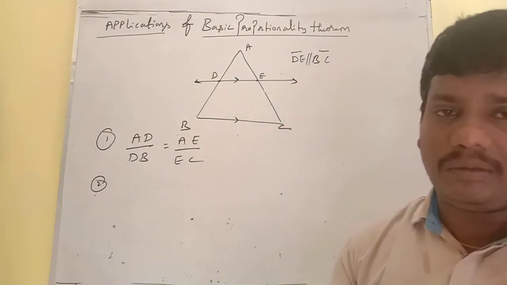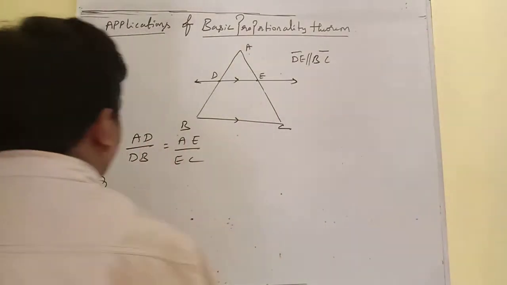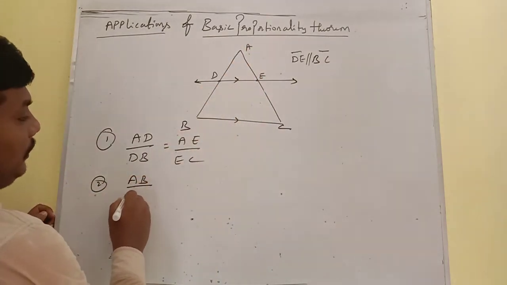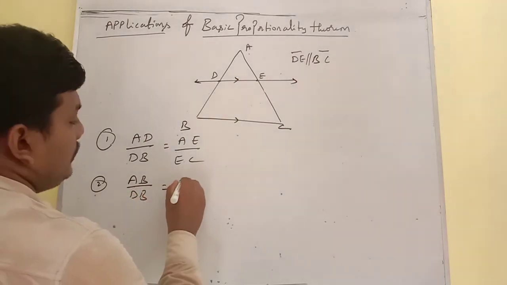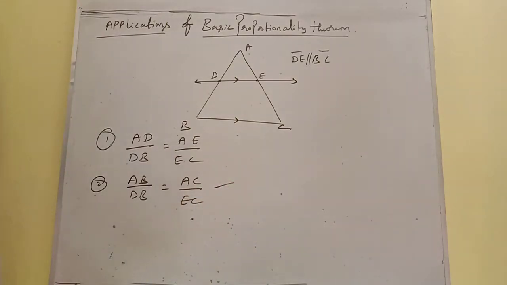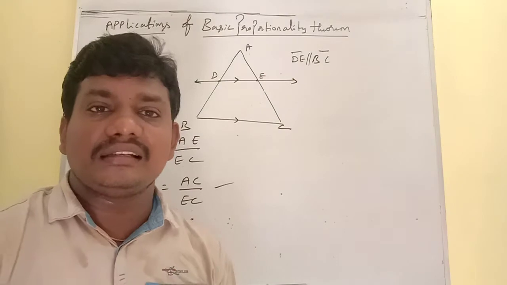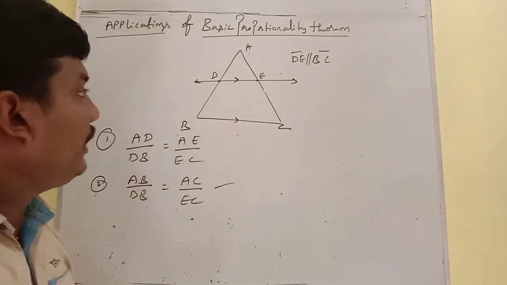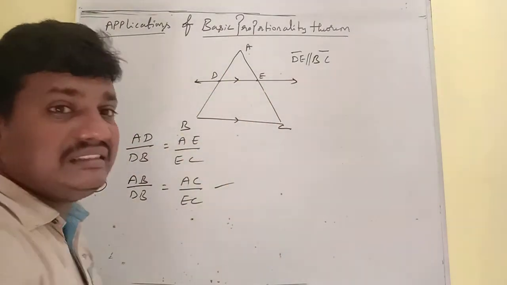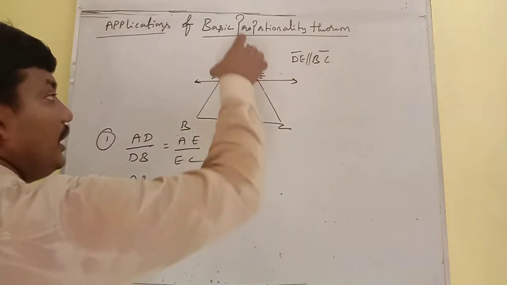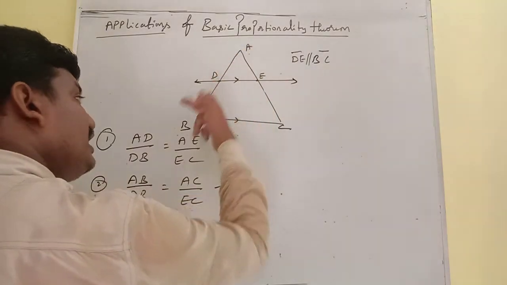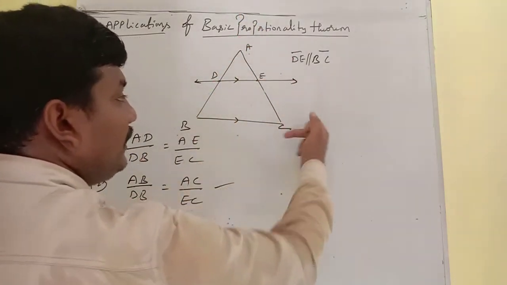How many forms of the basic proportionality theorem are there? If you add one, we can consider AB by DB is equal to AC by EC. This is also the basic proportionality theorem. It states that if a line is drawn parallel to one side, that line divides the other two sides in the same ratio. Same ratio means not only AD by DB is equal to AE by EC, but AB by DB is also equal to AC by EC.